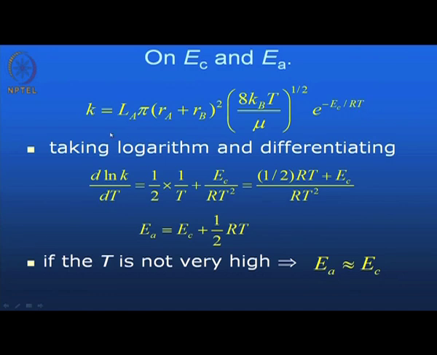Now you take the logarithm and then differentiate. You will get d ln k by dT equal to half T plus EC by RT square. So if you take ln and differentiate, you get the activation energy. Basically d ln k by dT is equal to EA by RT square. So this is your EA. Therefore, the activation energy EA is equal to EC plus half RT.